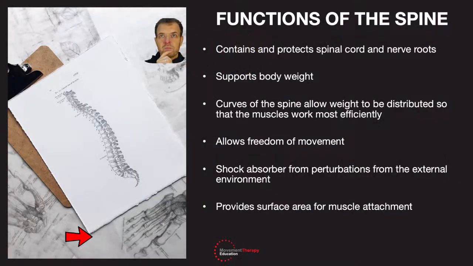And then we looked at the functions of the spine. We did this previously with the lumbars, but we're going to have a bit more of a focus on the thoracics this time. It contains and protects the spinal cord and the nerve roots, which is what we've been looking at over the last few weeks. It supports your body weight. The curves of the spine allow movement to be distributed so that the muscles can work most efficiently. And it also allows freedom of movement.